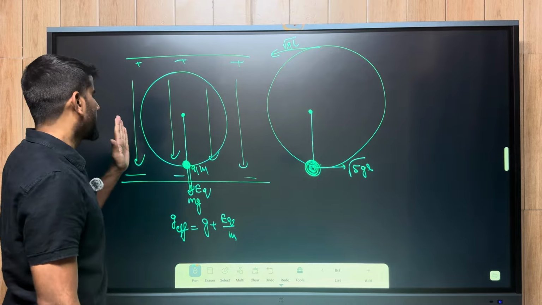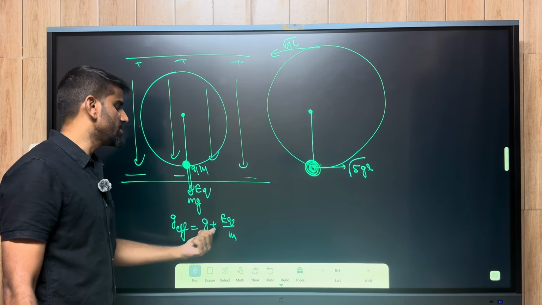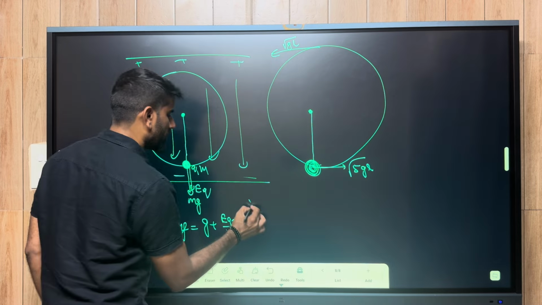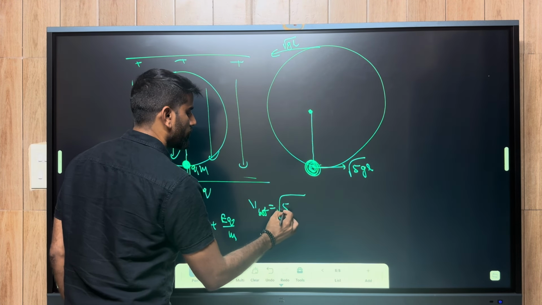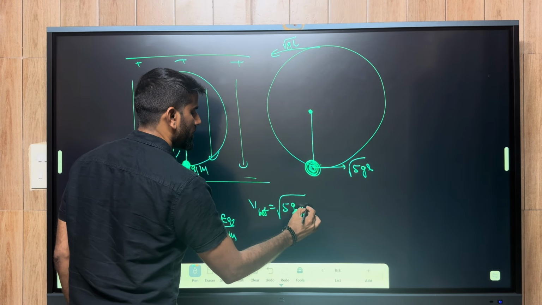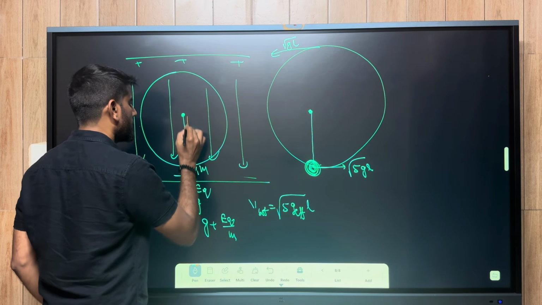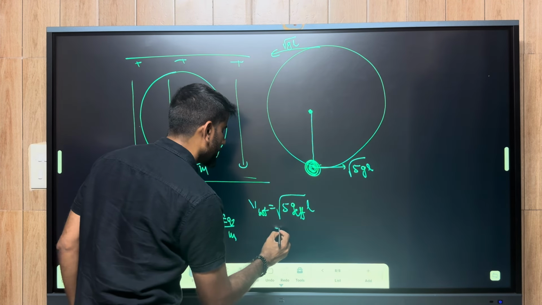And there is a possibility for the electric field to be in upward direction. In such a case, it will be g minus eq by m. Then the minimum velocity V at bottom is equal to root 5 g effective into L. L is the length of the string.